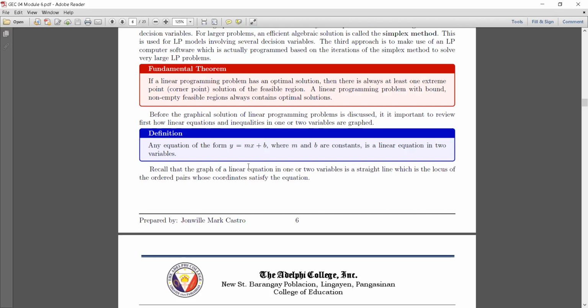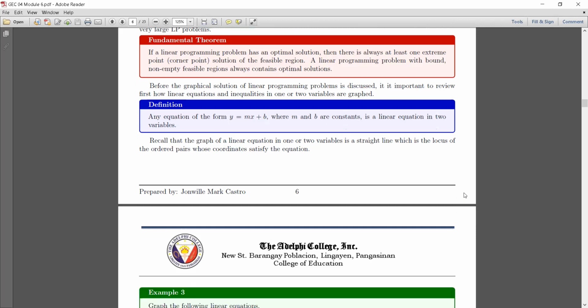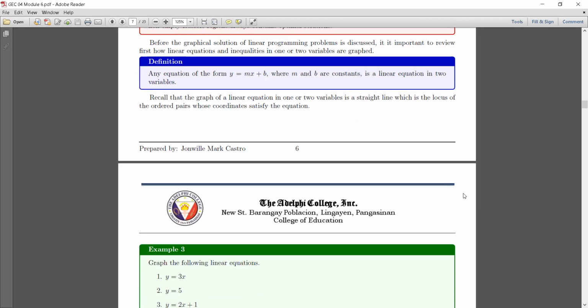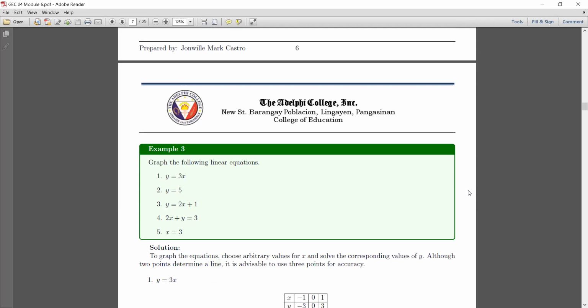So, definition. So, yung equation natin for a line. So, we have y equals mx plus b. So, we have linear equation in two variables. So, straight lines lang yung mga ginagamit natin dito. Okay.